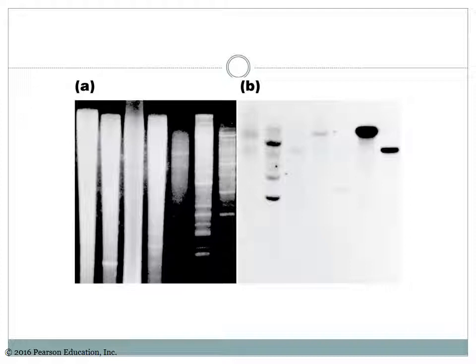If we look at the slide and we look at A, the agarose gel is stained with ethidium bromide to show DNA fragments. In B, exposed X-ray film of a Southern blot prepared from the gel in Part A shows you that only those bands containing the DNA sequences complementary to the probe show hybridization.